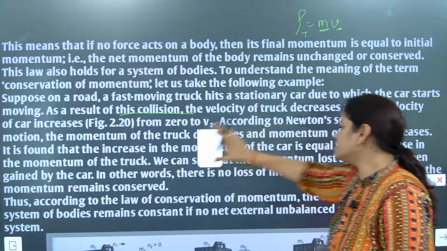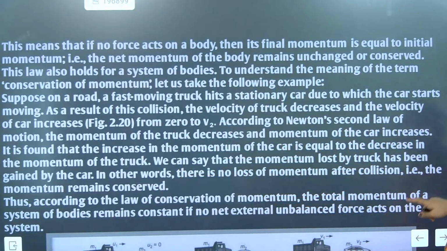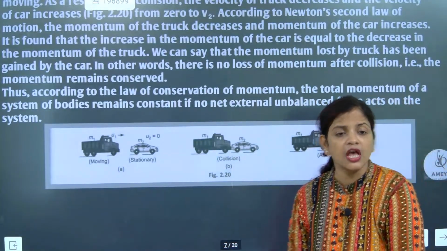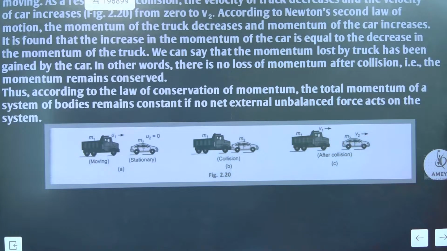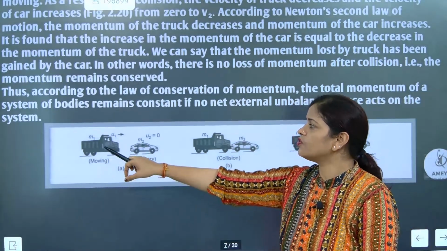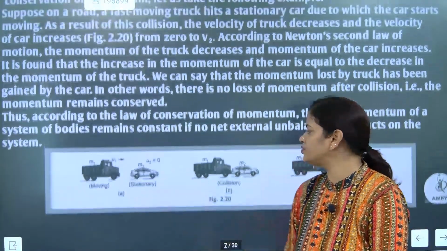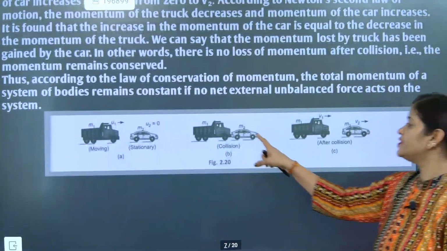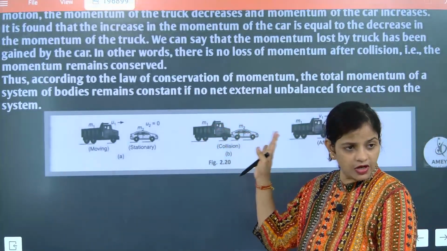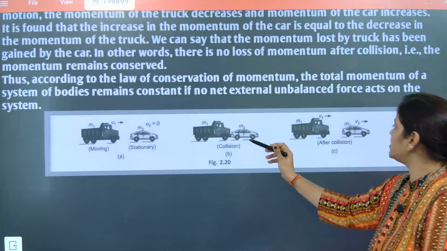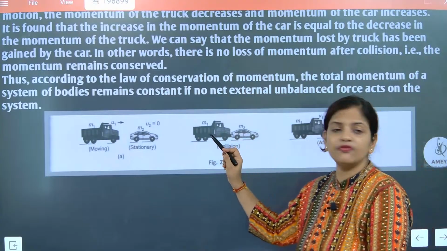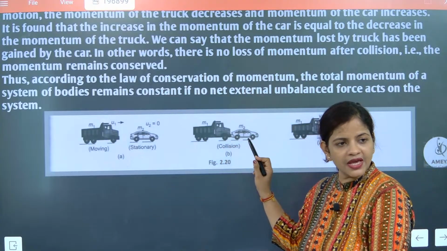Now law of conservation of momentum will be saying that the momentum of a system of bodies remains constant if no net external unbalanced force acts on the system. So now beta, look here, one is moving and the other is stationary. So this one has given momentum to this one. Understood? Now beta, this momentum, the transfer of energy or transfer of force, whatever will be there, with the help of that the car will come in motion. Understood or not? So the time its momentum will be reduced, this momentum will be increased.